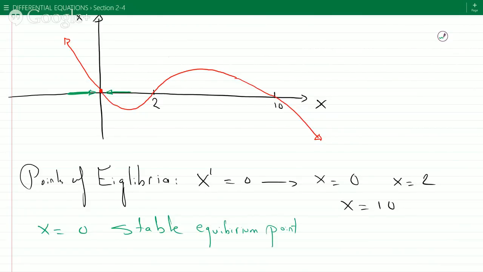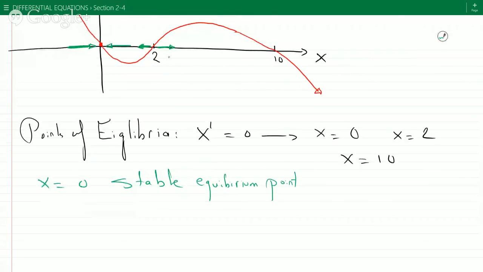Okay, now for the 2, it's a positive slope to the left of it, so that means it's away from it. And to the right of it, it's also going away from it, because it's a positive slope. So that means x equals 2 is unstable.